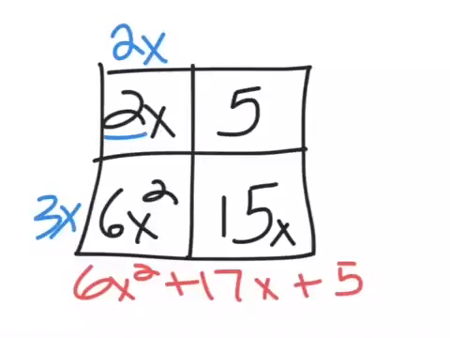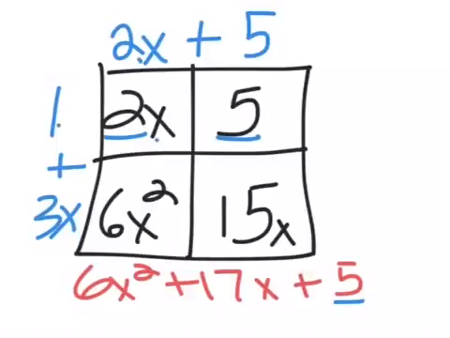Then we have to figure out how we are going to get 5. Well, the only factors of 5 are 5 and 1. So because the 5 is here, our 5 has to go here, and our 1 has to go here. So 1 times 2x gave me 2x, 1 times 5 gives me 5, 3x times 2x is 6x squared, and 3x times 5 is 15x. Let's take a look at the next one.